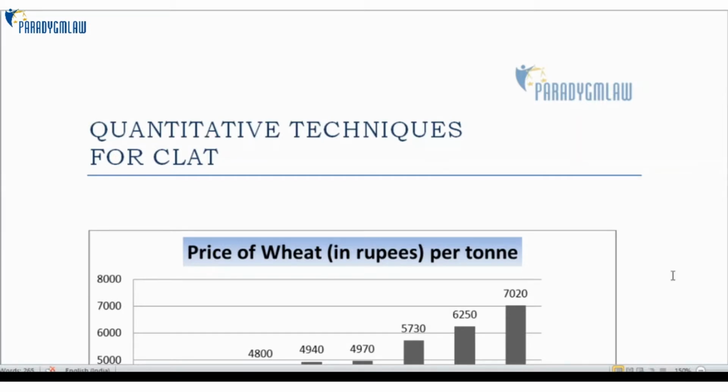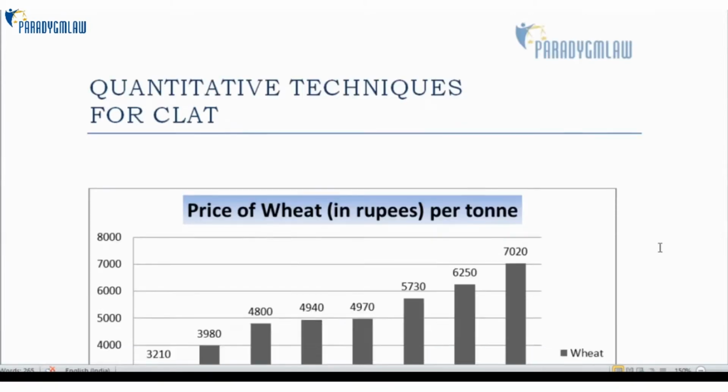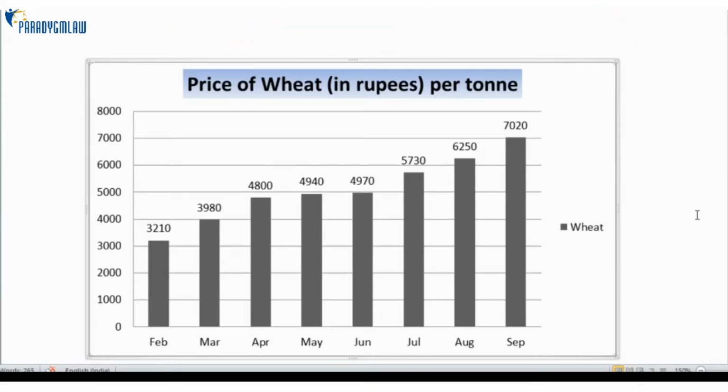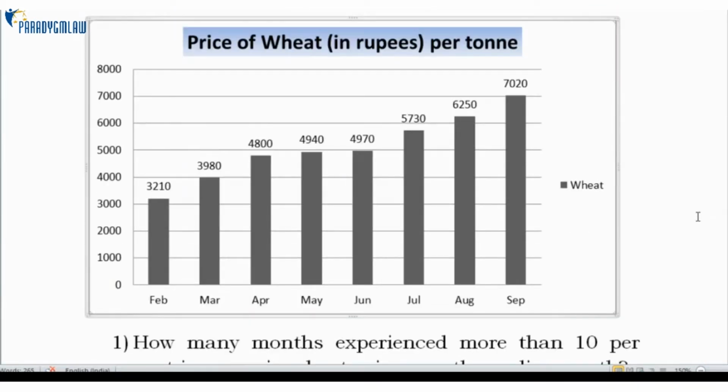Quantitative techniques for CLAT. We're going to look at a problem from the bar chart today. Here we have a bar chart which gives us the price of wheat in rupees per ton. I'm reading this from the title of the chart. The title gives me a fair idea of what information is there in my bar graph. For each ton, the price of wheat in rupees is given.